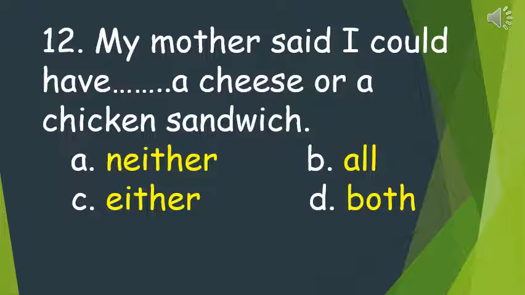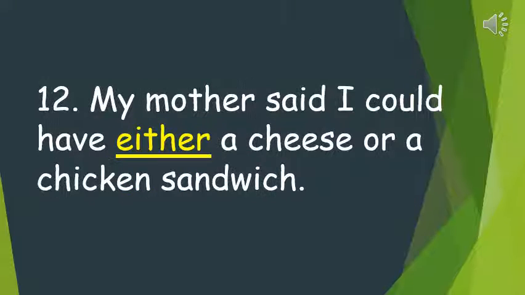My mother said I could have space, a cheese, or a chicken sandwich. The choices are neither, or either, both. My mother said I could have either a cheese or a chicken sandwich. لا إما ساندويتش تشيز أو chicken يعني واحد من الاتنين.